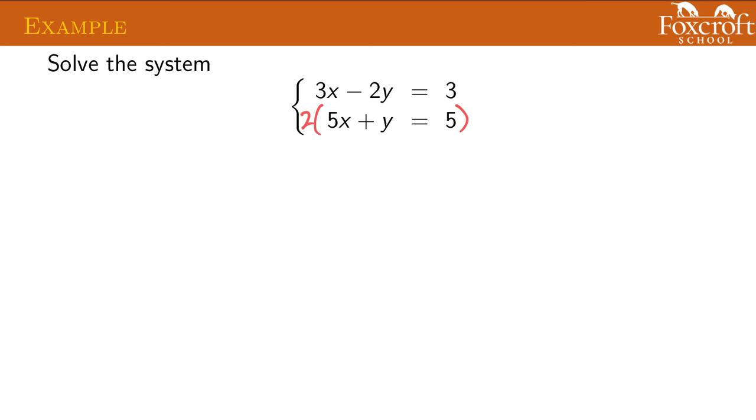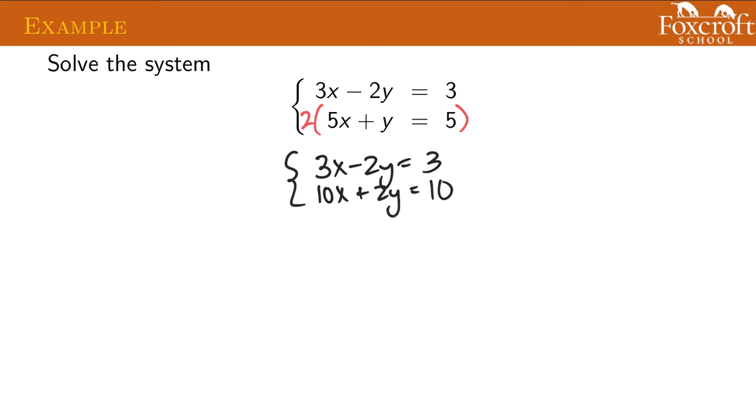All right, so let's see what that's going to do to my system. I didn't change the top equation at all, so I'm just going to recopy that. But I'm going to multiply everything in the bottom equation by 2. And as long as I'm multiplying everything by the same number, it doesn't actually change the equation. It just makes it look different. So 5 times 2 is 10x plus 2y equals 10.